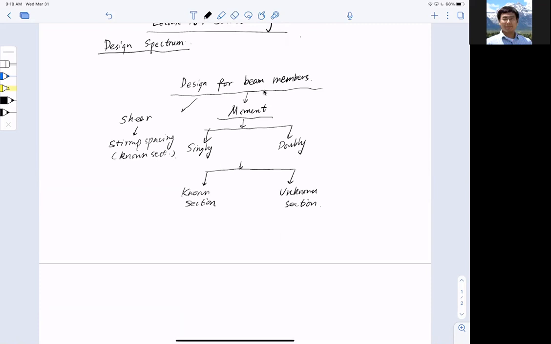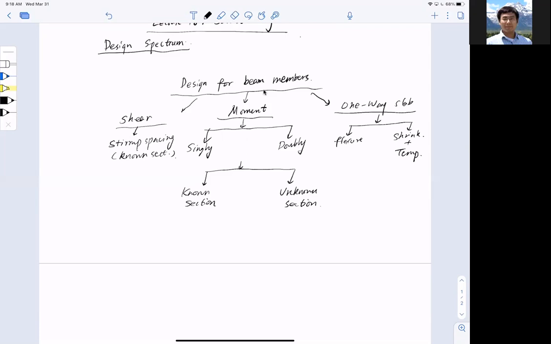Okay. And we also talk about one-way slab. And in the one-way slab, we also said there are flexure and there are shrinkage and temperature. Right. So these three are the three types of detail or three types of design we have provided.